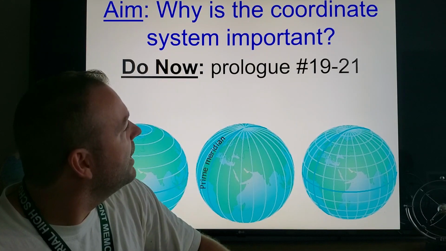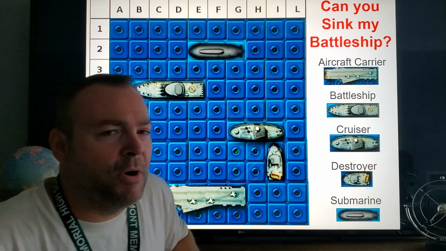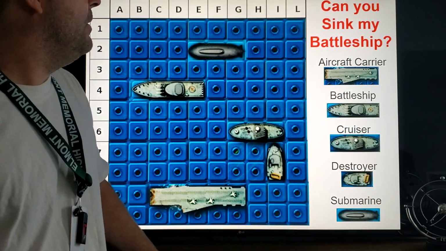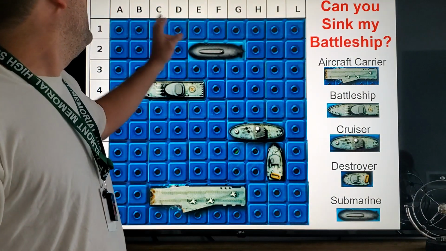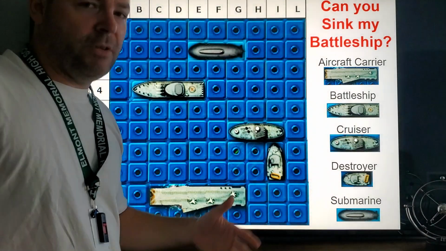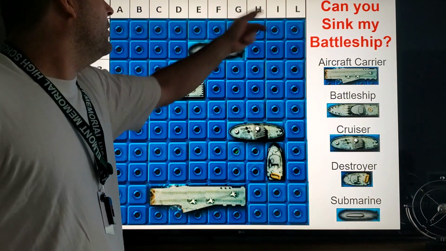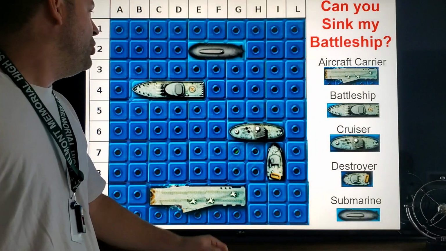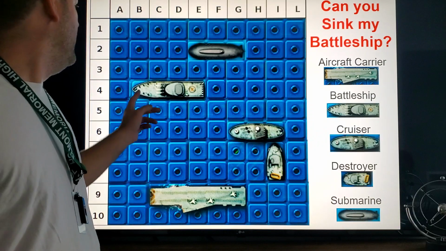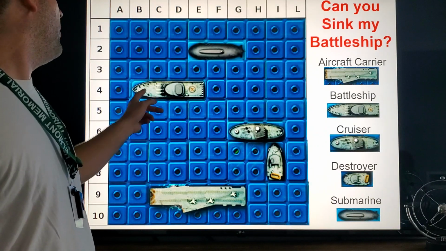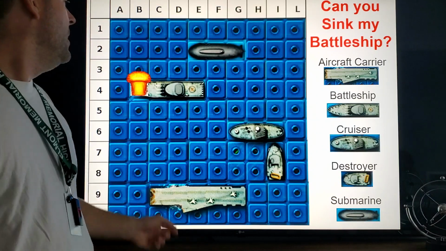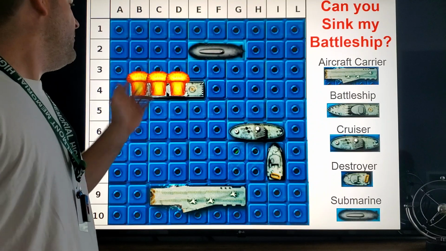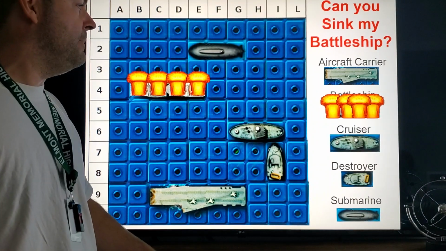Let's do it. This is a childhood game you're probably all familiar with: Battleship. Can you sink my battleship? Milton Bradley, the company that made it, was actually trying to teach young kids a coordinate system. They put letters across the top and numbers down the side, and you had to figure out where the person's ship was. I'm going to fire a shot to B4, and there it is. Then you keep going: C4, D4, and E4, and finally, boom, we have sunk that battleship.